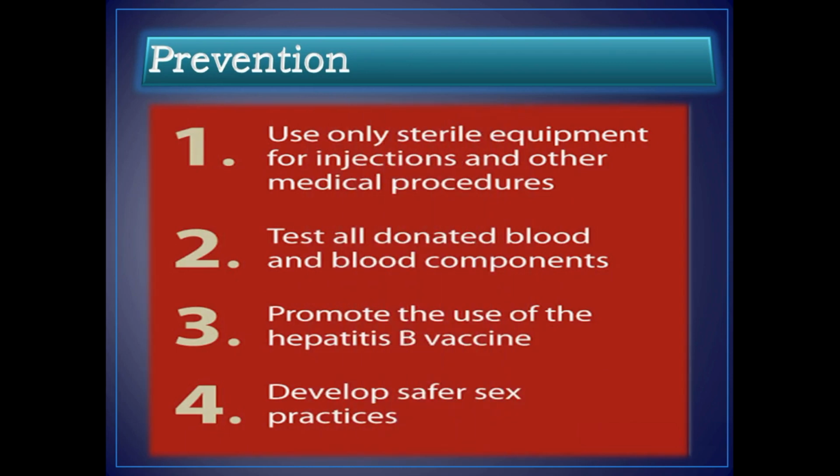Now let's see some methods to prevent the disease. Use only sterile equipment for injections and other medical procedures. Test all donated blood and blood components and make sure that they are free from hepatitis virus. Promote the use of hepatitis B vaccine. Develop safer sex practices. By following these methods we can prevent the viral spread.